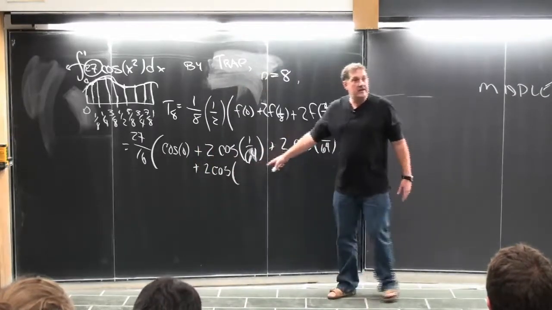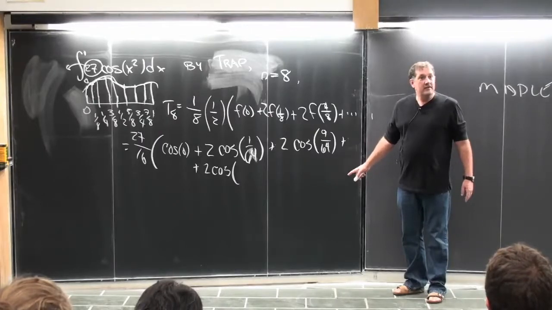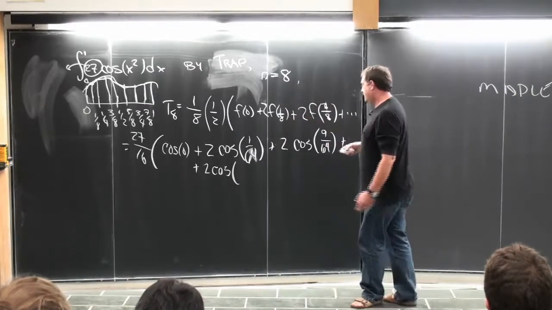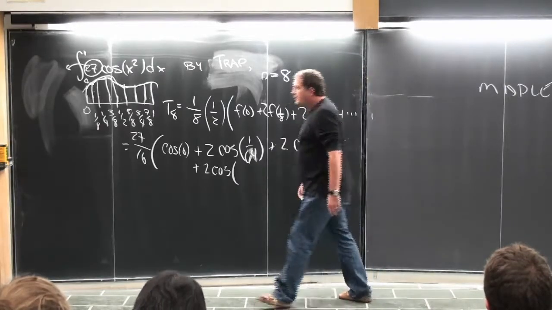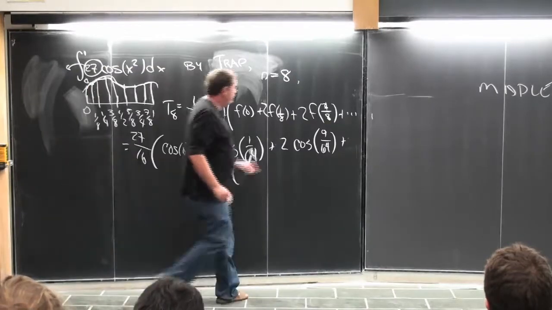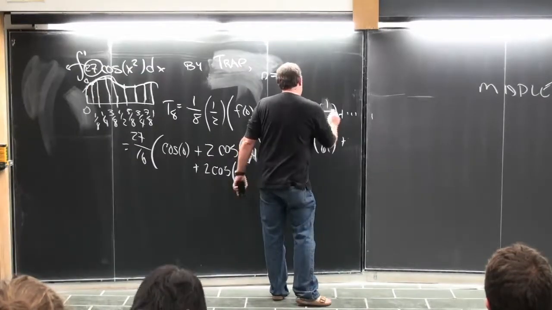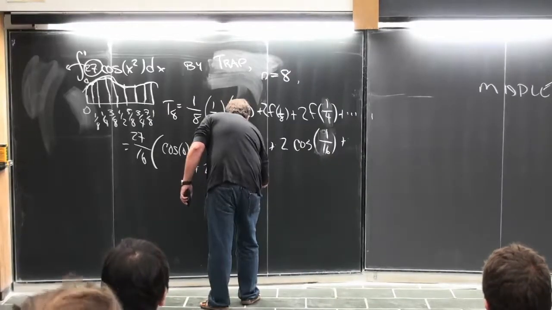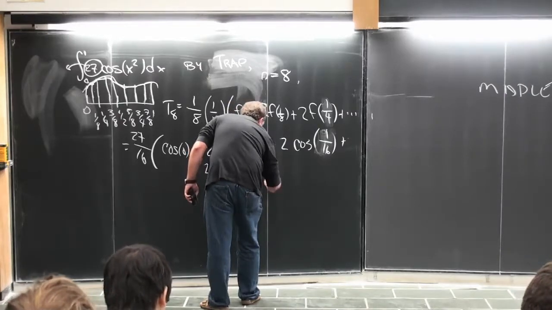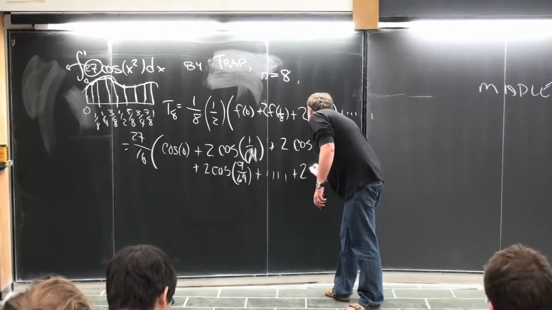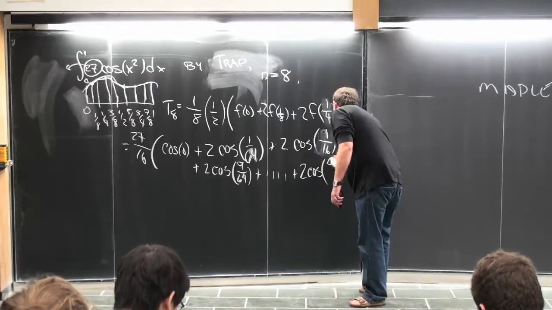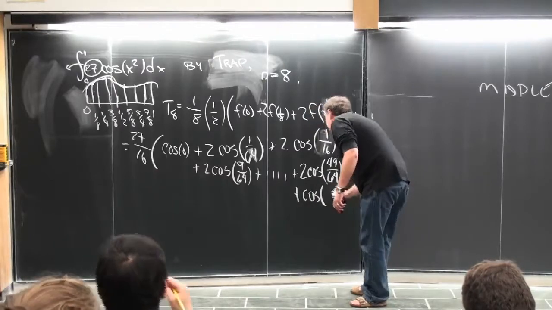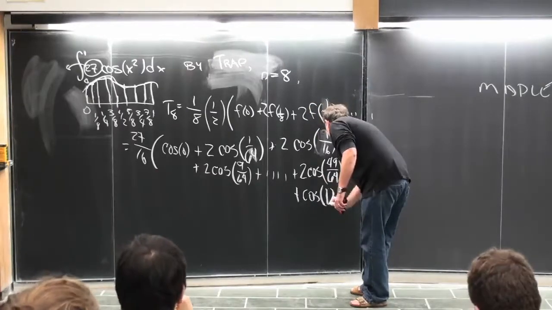Does anyone not understand what's next? Next one is the cosine of, I skipped a quarter. Sorry, this is a 16th. This is a quarter. So this is a 16th. And this is 9/64, etc. Plus 2 times the cosine of 7/8 squared plus the cosine of 1 squared.